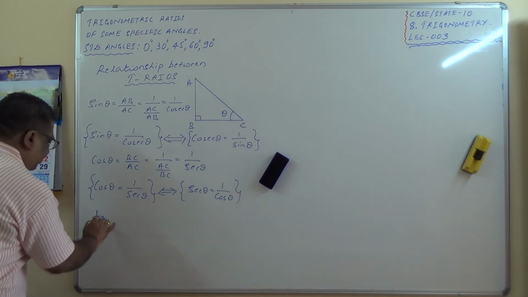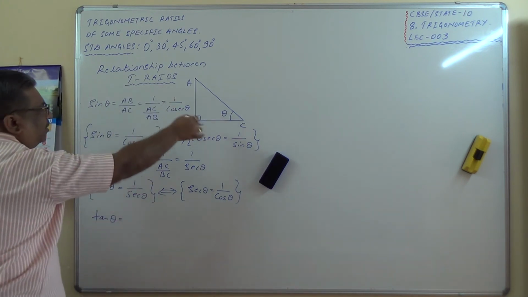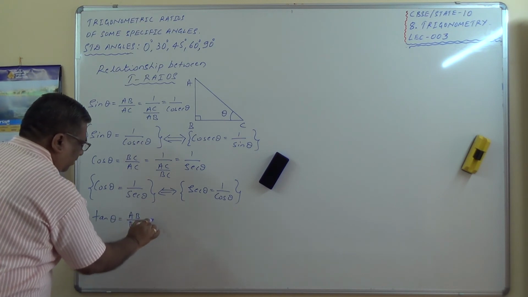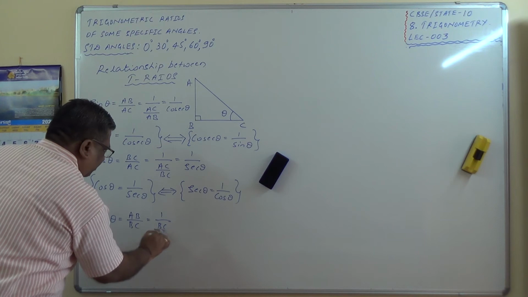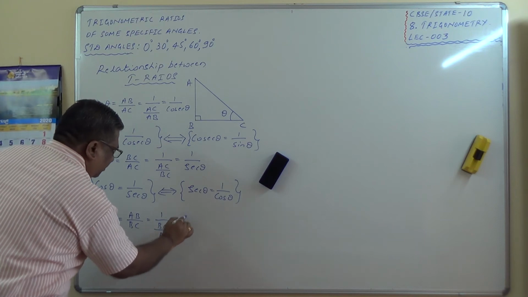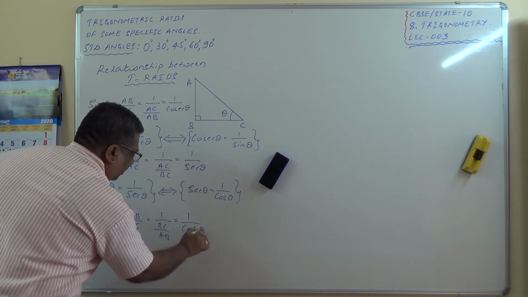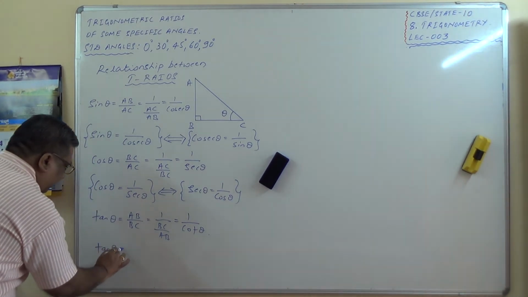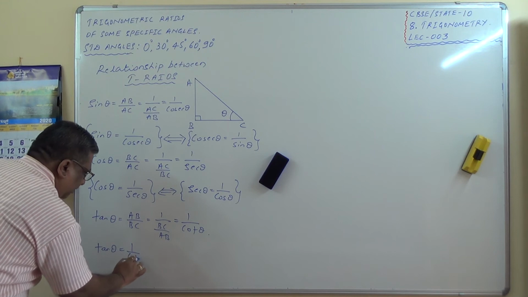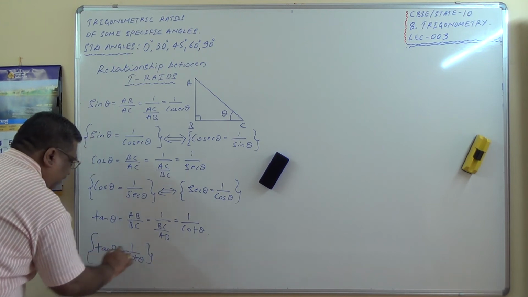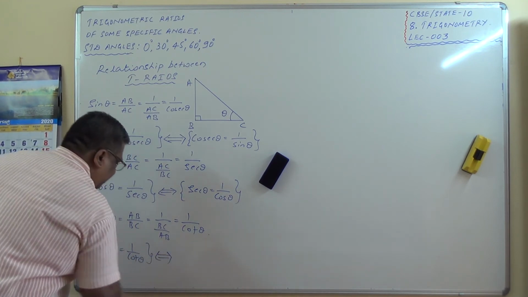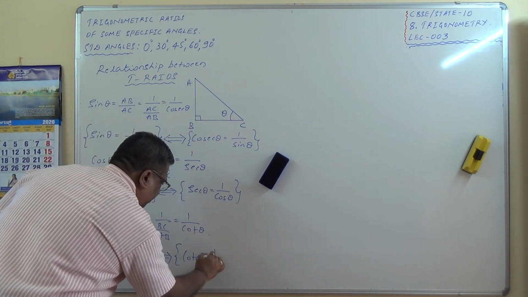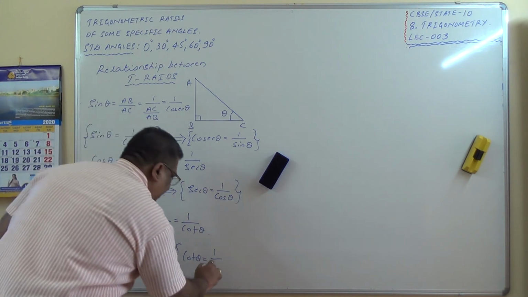and tan theta equals AB by BC, which equals 1 over BC by AB, which equals 1 over cot theta, meaning tan theta equals 1 by cot theta, which implies cot theta equals 1 over tan theta.